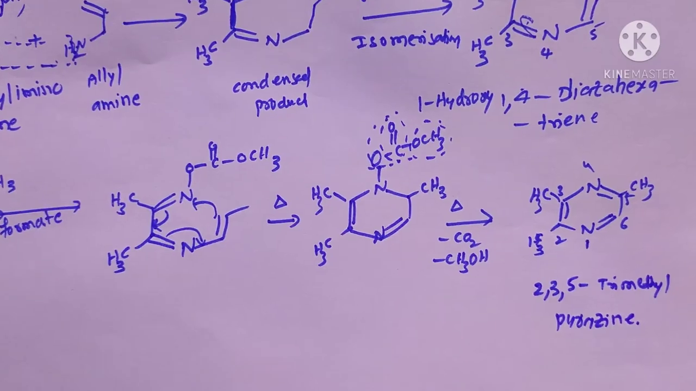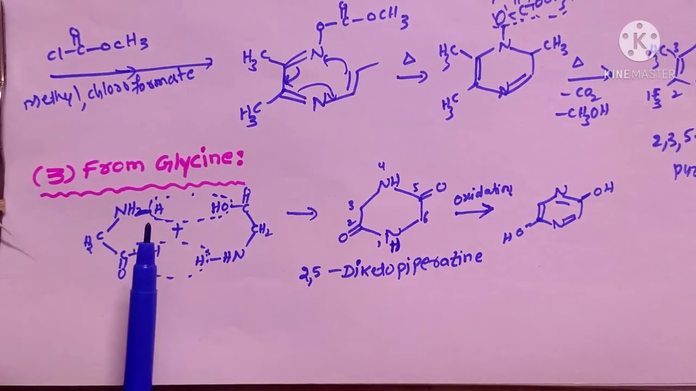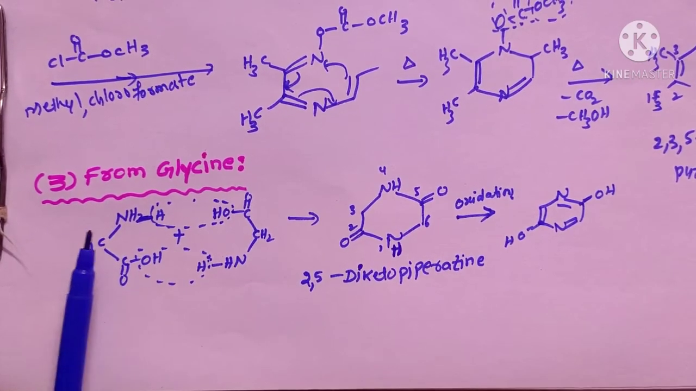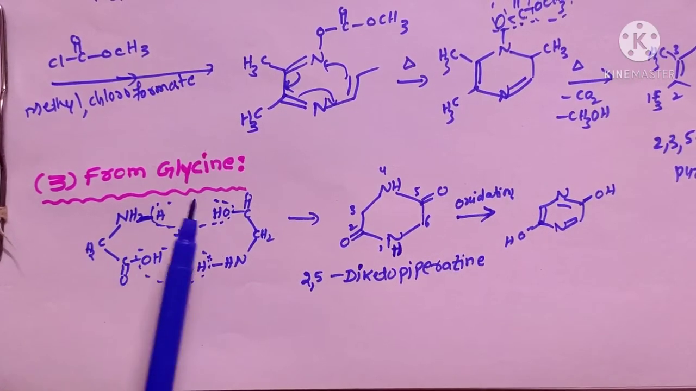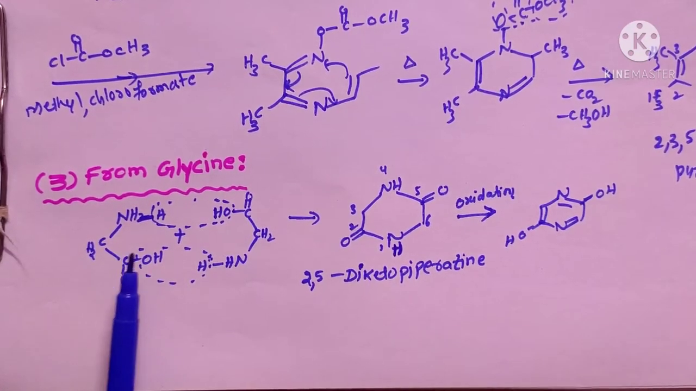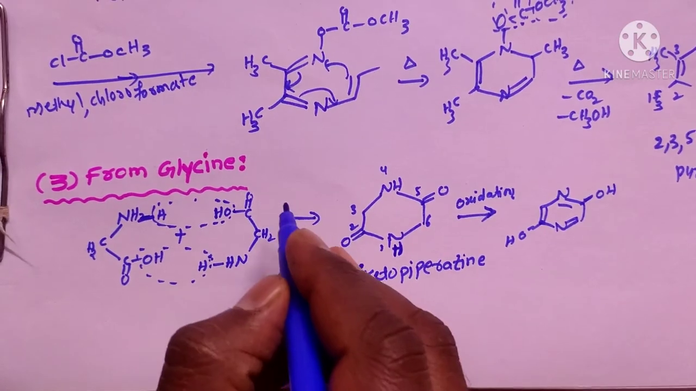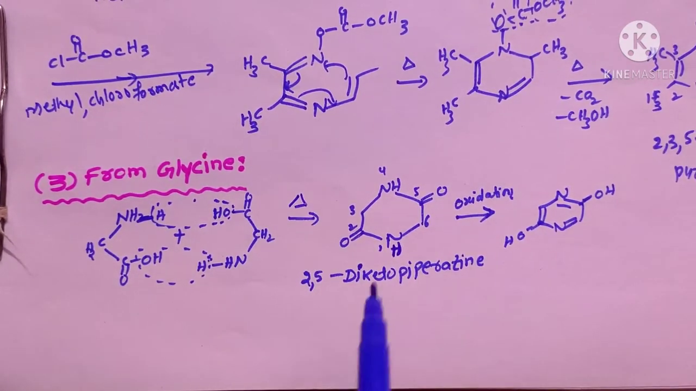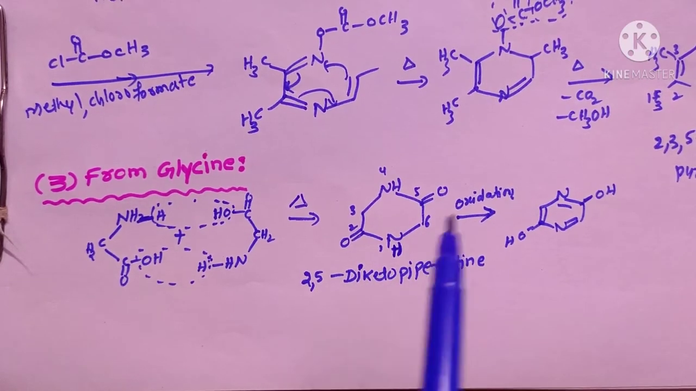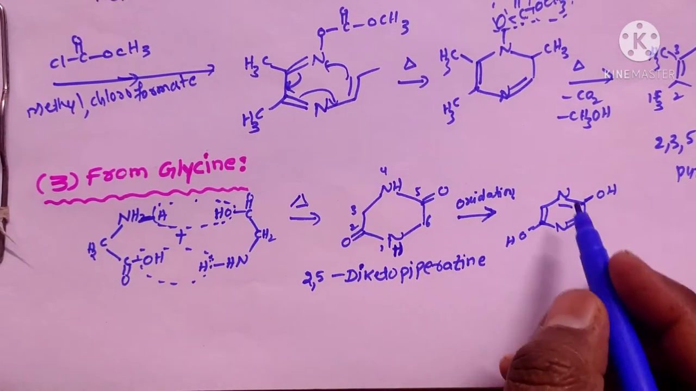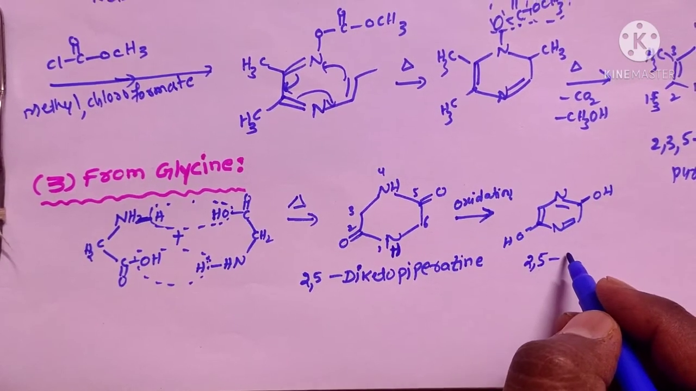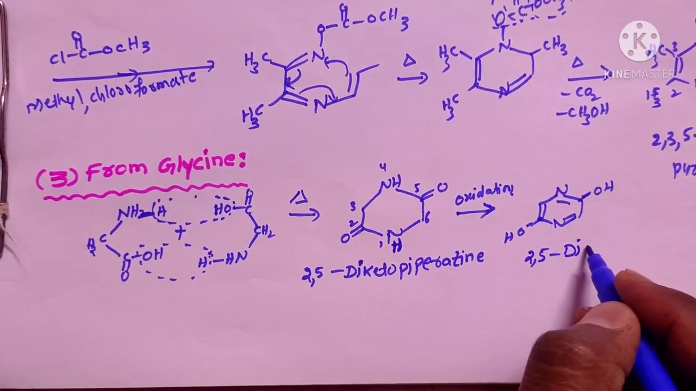Okay, we go for the third preparation method, that is from glycine. Glycine formula is NH2CH2COOH. Glycine is an amino acid. So when it is heated, it undergoes a self-condensation, and we get the 2,5-diketopiperazine. This is a piperazine compound. This on oxidation gives us the 2,5-dihydroxypyrazine.